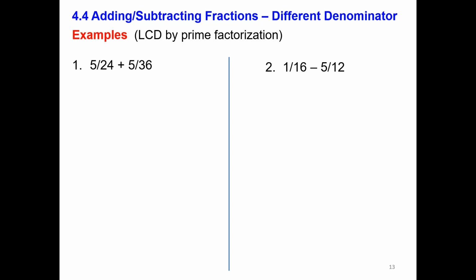Now we want to practice that. We want to add or subtract fractions with different denominators, but we want to find the LCD by prime factorization. Step number 1 is to find the LCD of 24 and 36. To find the LCD, we need to find the factors.